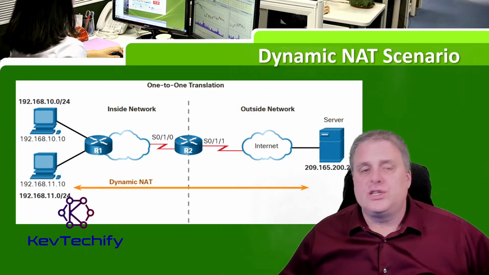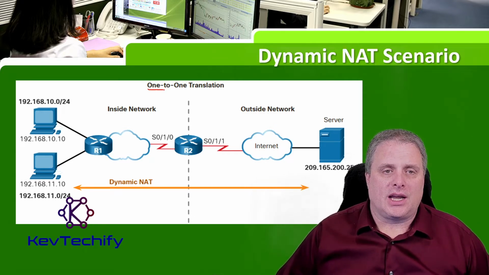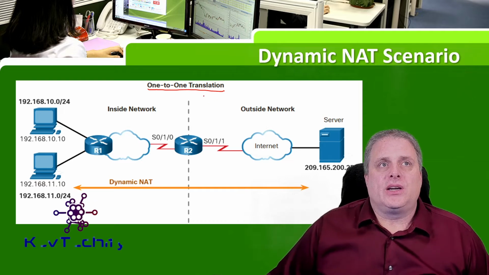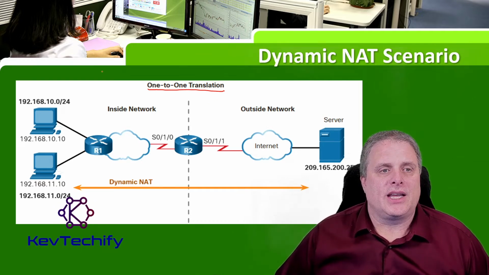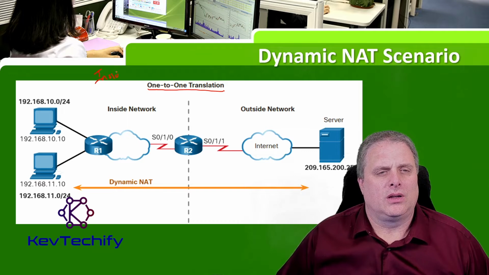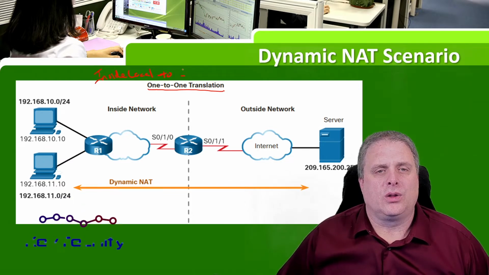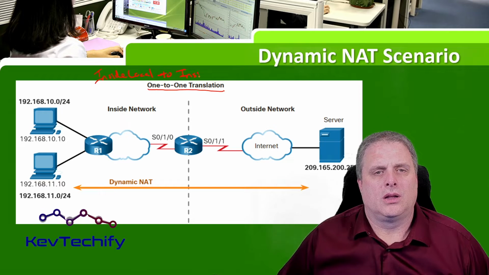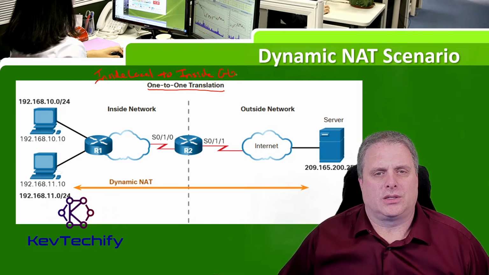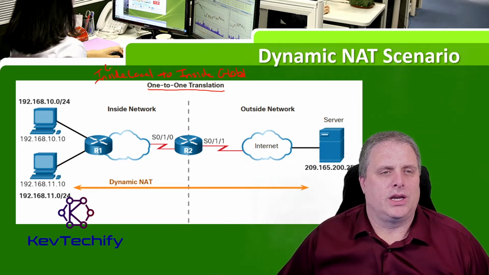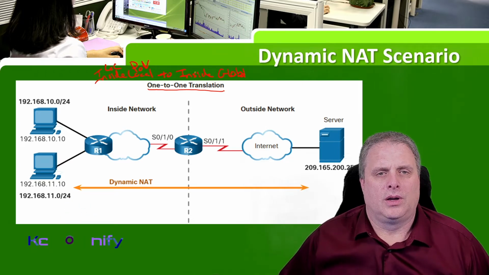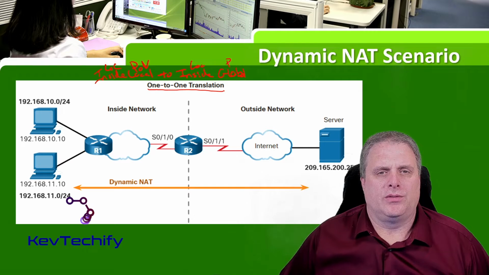Dynamic NAT is a one-to-one translation, one inside address to one outside. What dynamic does is it automatically maps an inside local to an inside global address. Now, once again, this is location and point of view. Location and point of view.